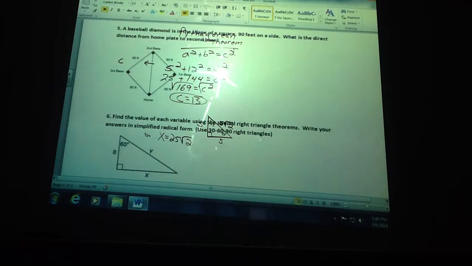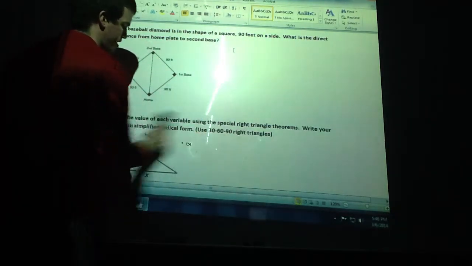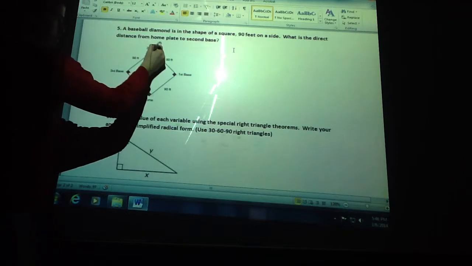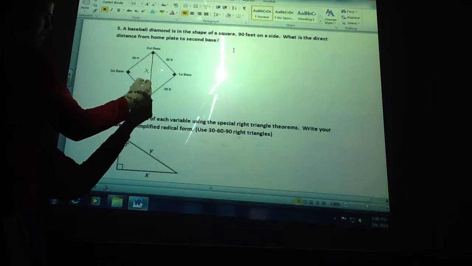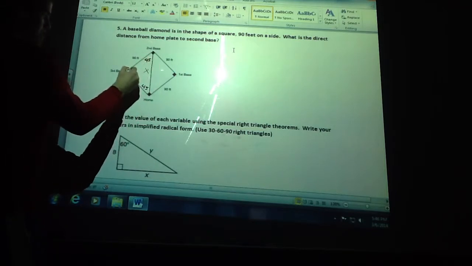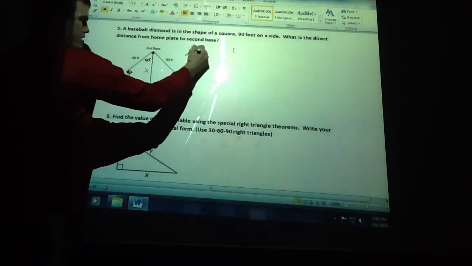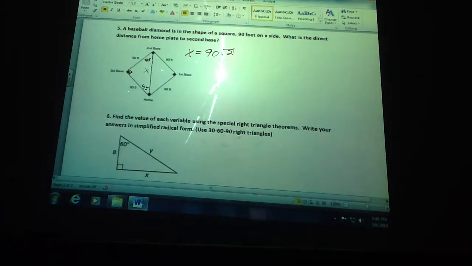All right, to the back side now, number 5. On number 5, a baseball diamond is in the shape of a square, 90 feet on a side. This is the full regulation size of a professional baseball field. What is the direct distance from home plate to second base? So home plate to second base is what I'm looking at. That's my x. Again, if both sides are congruent, both angles are congruent, so they're 45, 45, there's my 90-degree angle. So how do I find x? Well, if the short side's 90, x is going to equal 90 times the square root of 2. Right? So 90 times the square root of 2.